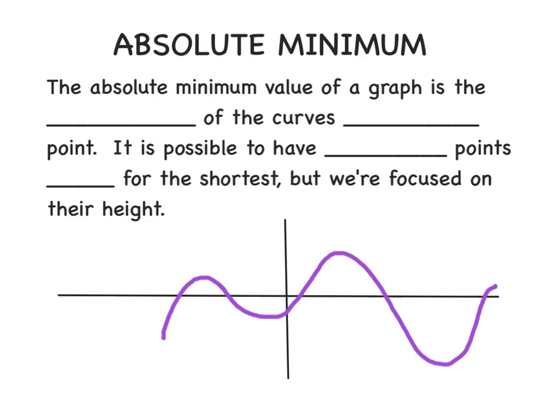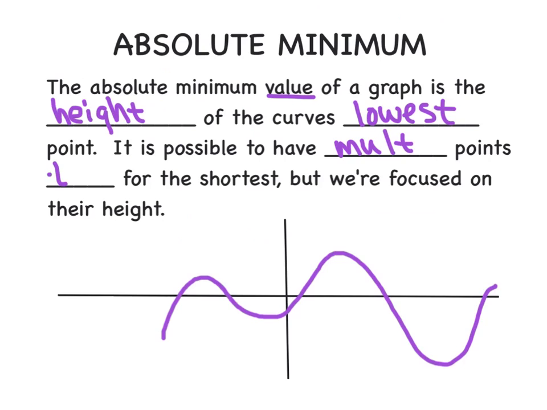Alright, an absolute min, again, if absolute max made sense, then this is going to be pretty crystal clear here. The absolute min value of the graph is the height of the curve's lowest point. Height of the curve's lowest point. So we just got to find the lowest point on the graph. It's possible to have multiple points tie for the shortest point or the lowest point, but again, we're focused on the height, so just pick the height.